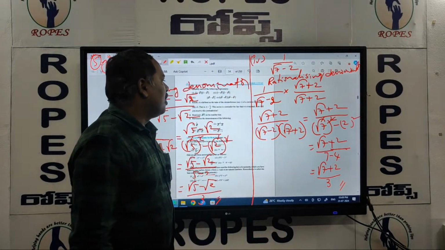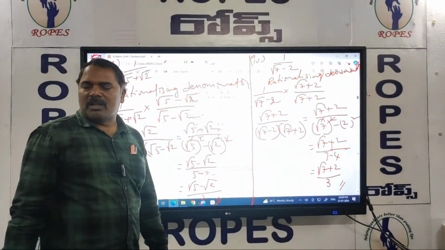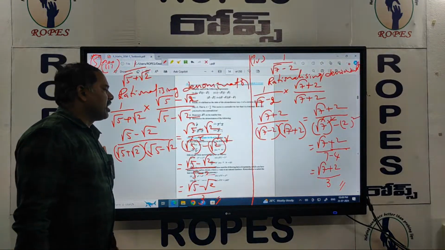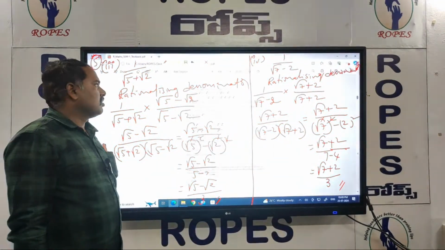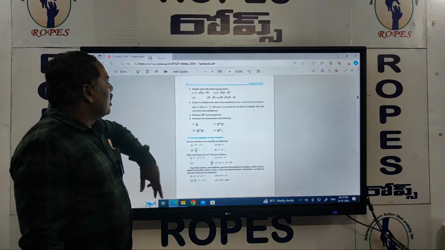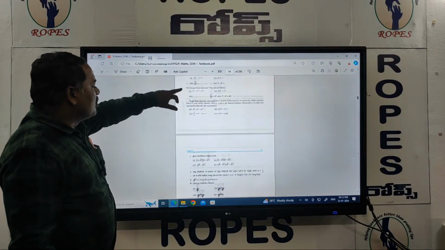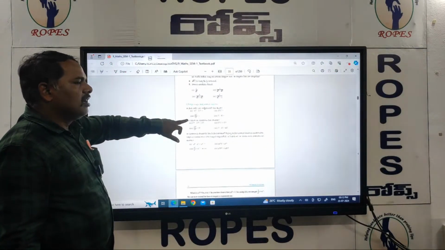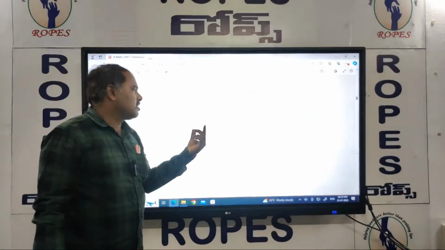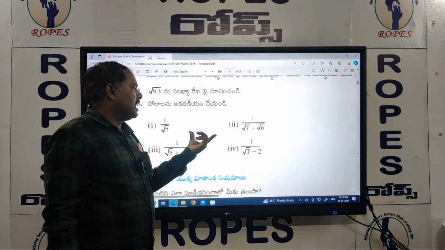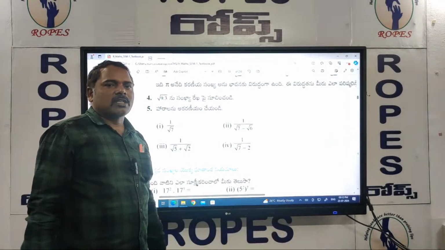So this is the way how to rationalize the denominator. If you write like this, you will get full marks. Next, before going to exercise 1.5, note that this exercise 1.5 is totally dependent upon the laws of exponents.